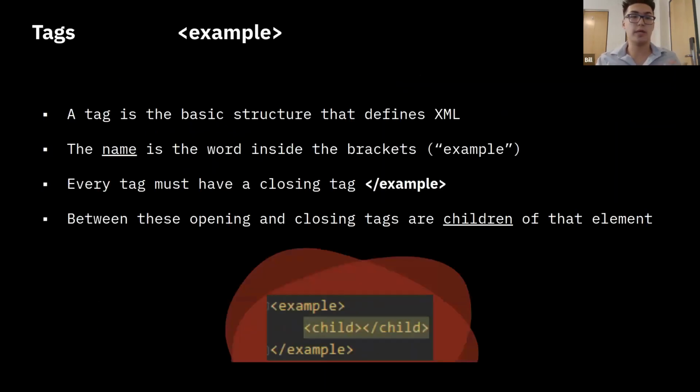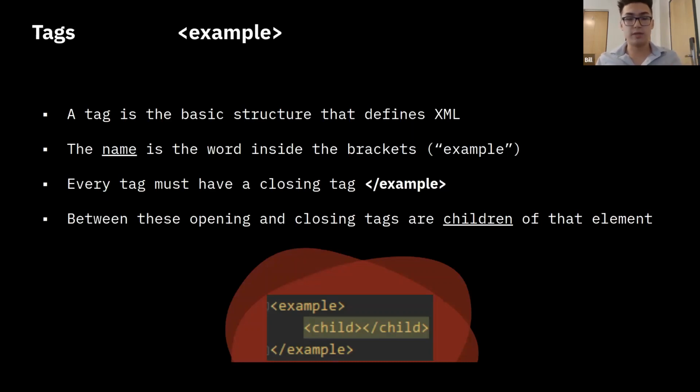So it all starts with tags. Tags basically have a name and an opening and closing bracket. As you can see here with the example tag on top, we have the opening bracket, example, and then the closing angle bracket. This is the basic structure that defines all of XML.